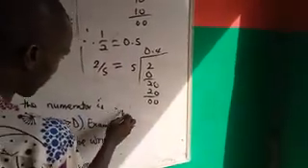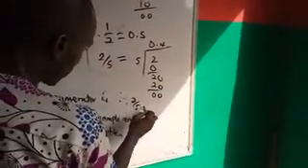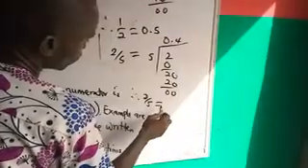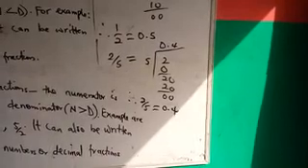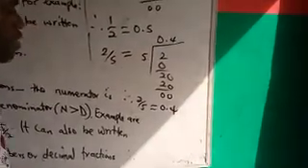Now, what is going to be the answer here? The answer here is 2 over 5 equals 0.4. Therefore, we have changed 2 over 5 as a proper fraction to decimal fraction.